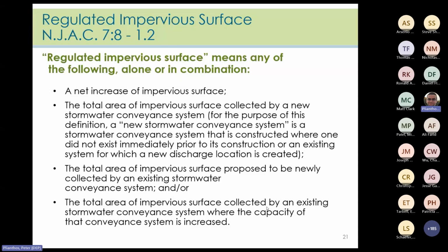Also, note that for the purposes of this definition, a new stormwater conveyance system is a stormwater conveyance system that is constructed where one did not exist immediately prior to its construction, or an existing system for which a new discharge location is created. And this now all comes into play with the next slide, which is the definition of major development.